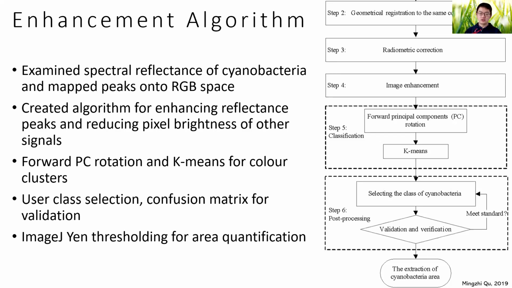So essentially, the image is divided into a set number of color clusters, and then the user selects which ones are cyanobacteria, which ones are macrophytes, and which ones are background. And previous grad students used the confusion matrix for validation. And then we used ImageJ with the Yen thresholding settings for area quantification.